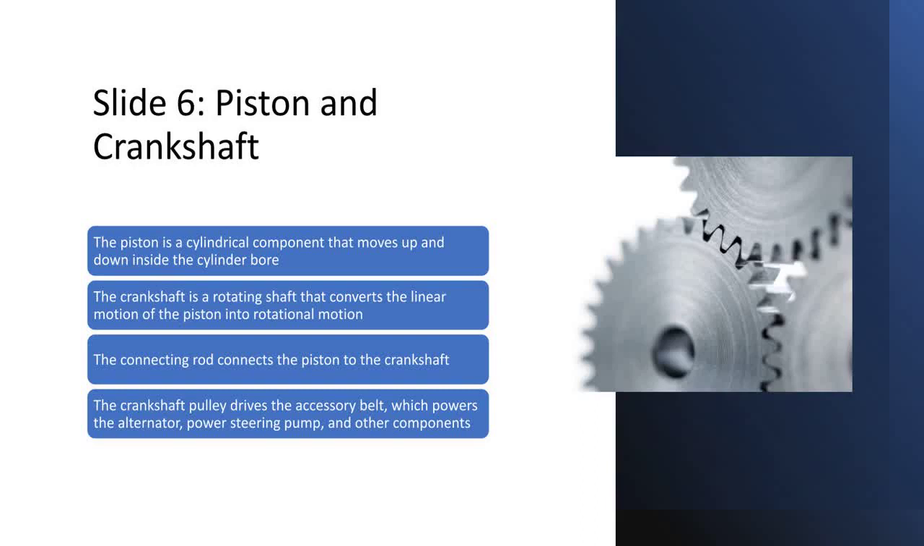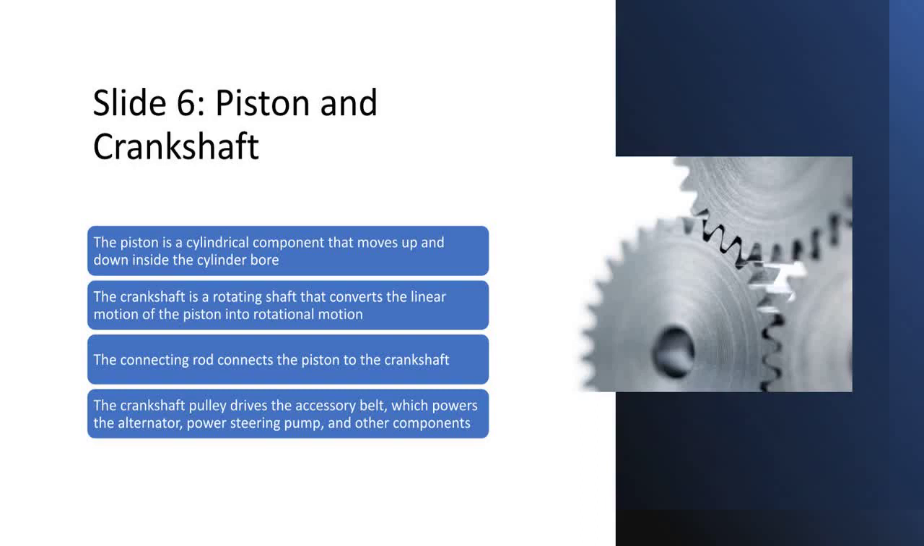The connecting rod connects the piston to the crankshaft, allowing the piston's linear motion to be transferred to the crankshaft's rotational motion. The crankshaft pulley drives the accessory belt, which powers the alternator, power steering pump, and other components. The proper functioning of the piston and crankshaft is essential for the engine to produce power and run smoothly.